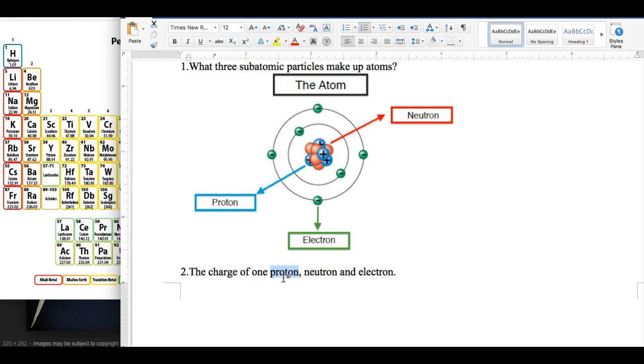So when I ask you what is the charge of a proton, don't just write plus, write plus one instead, so that you can use that for calculations of other kinds. Neutron, because it has the "neu" part, it's neutral. So it has no positive or negative charge. And then we have electrons that are negative one charge. Make sure you write negative one.